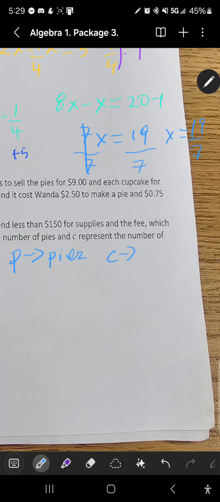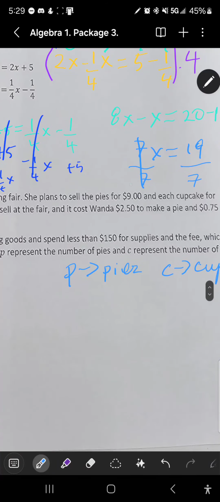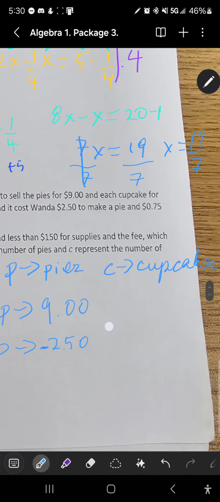Oh, I'm better writing. Cupcakes. Now, I know that we are selling the pies for 9, but it costs $2.50. So I'm going to say this is 9 positive because we're selling for them, we're gaining the money, and then this is going to be minus because we are losing the money, like we're spending the money in doing the pies. So we are losing in a certain way the money.